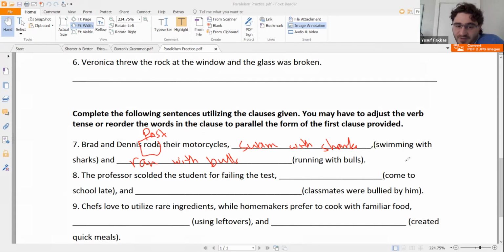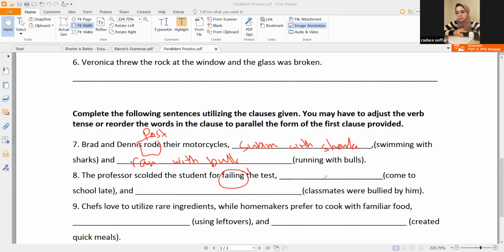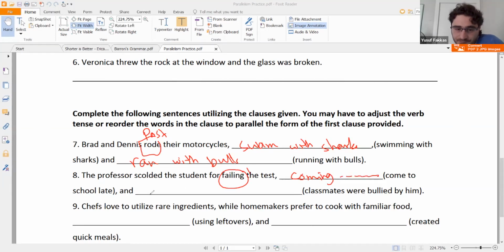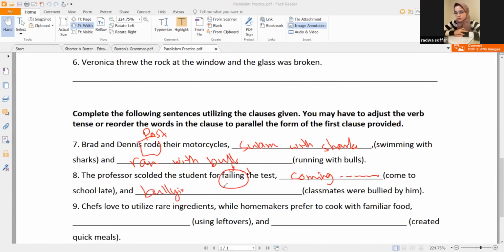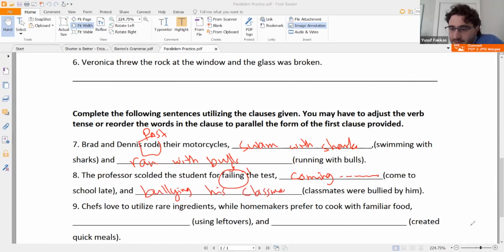Radwa, number 8. The professor scolded the students for what? Number 1, failing the test. Number 2, coming to school late. Thank you. Coming to school late. And he bullied the classmates. How can we make it parallel? We should have -ing. So we say bullying his classmates. Thank you. All right. Okay.